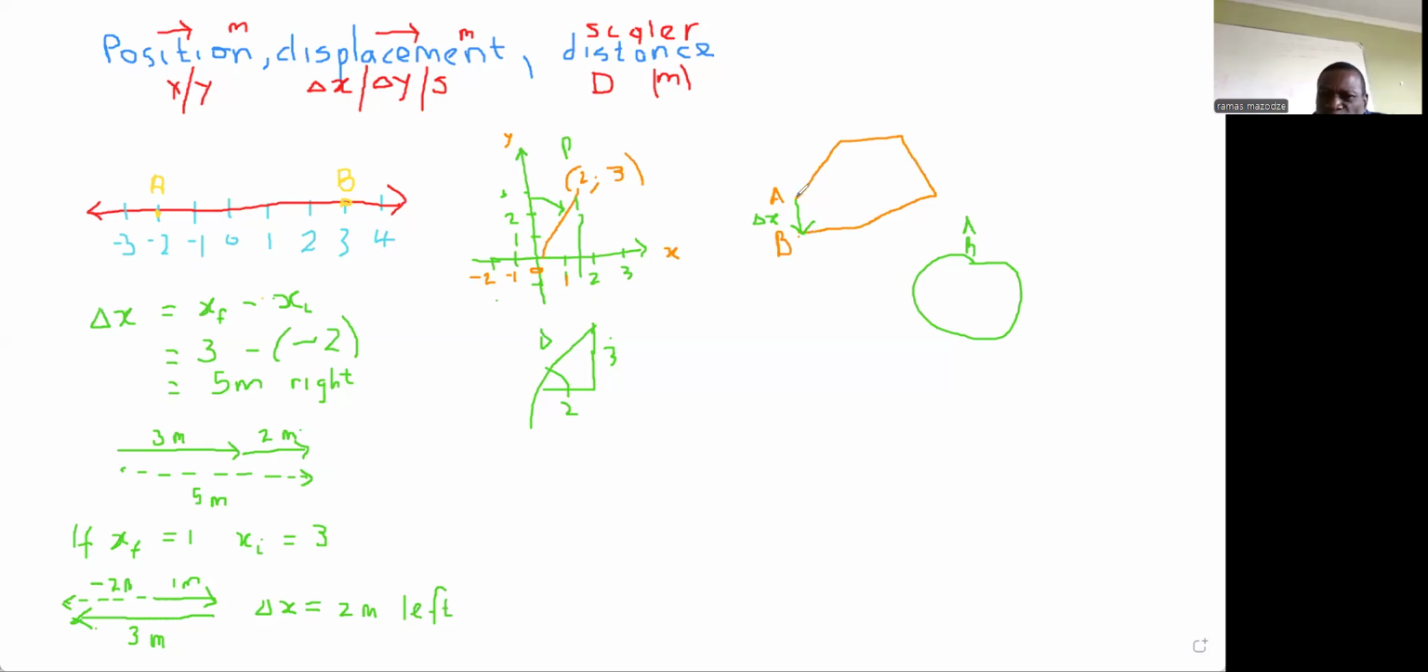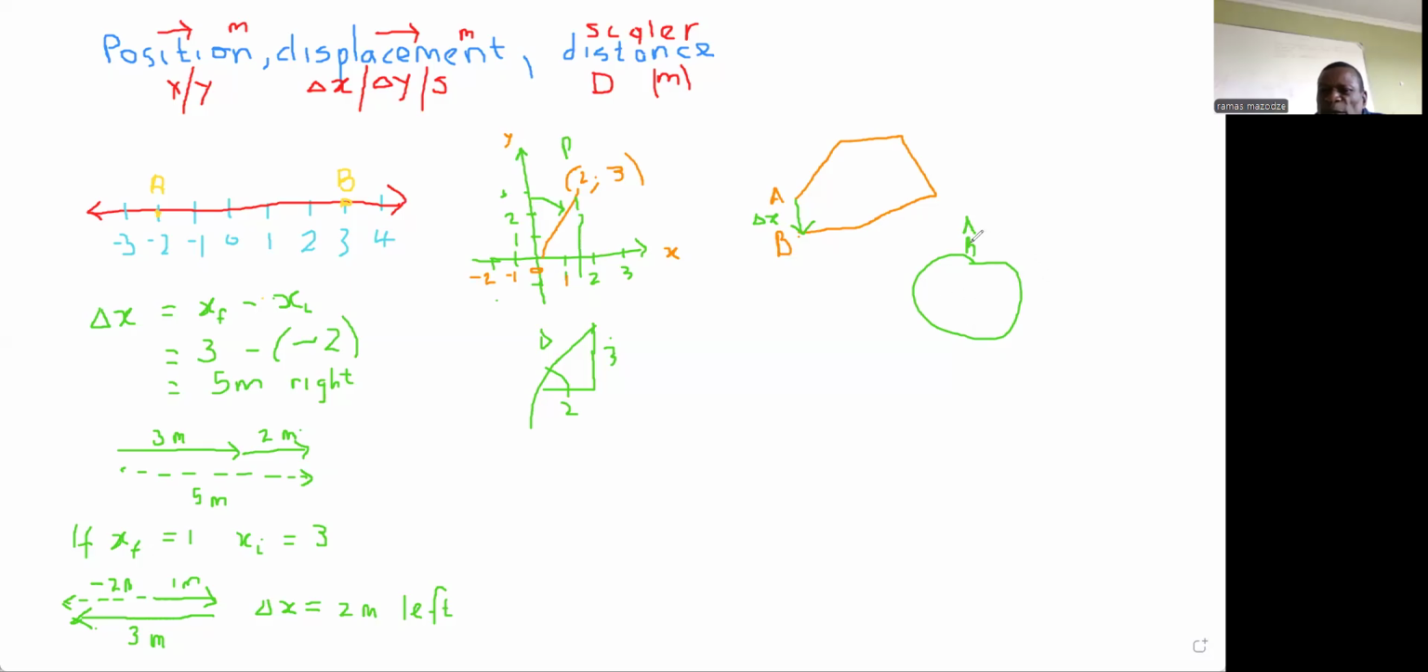Whereas displacement is measured from start point, can you see A there? Can you see the arrow to show that it's a vector? To point B. So where you ended, that gives you the displacement. If it is a circle, my circle is not very nice. It looks like an apple.